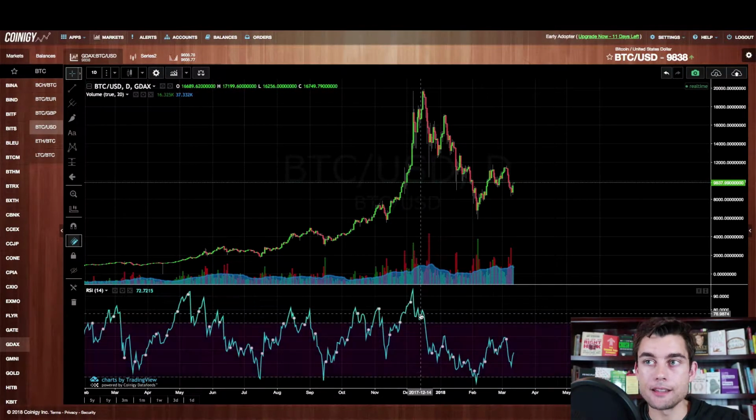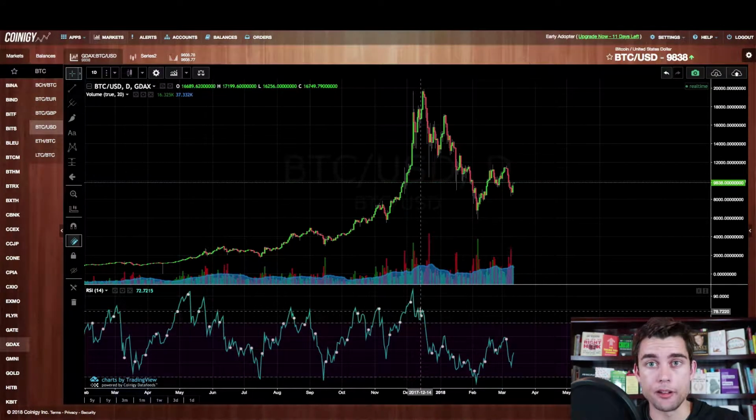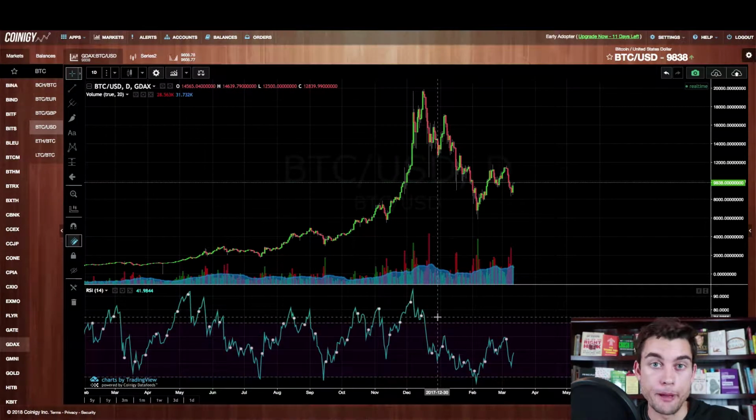Now, the RSI isn't something that tells you to immediately buy or sell a coin, but it does give you good confirmation of a move that is very likely to happen, and it will help you feel more confident in the trade that you're about to make.